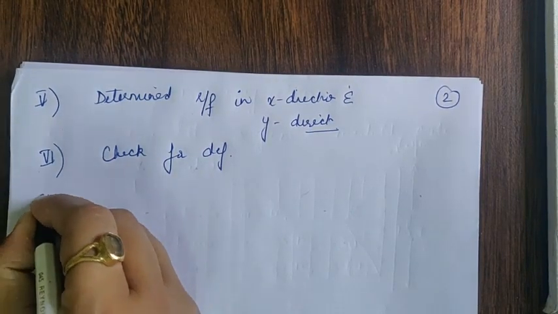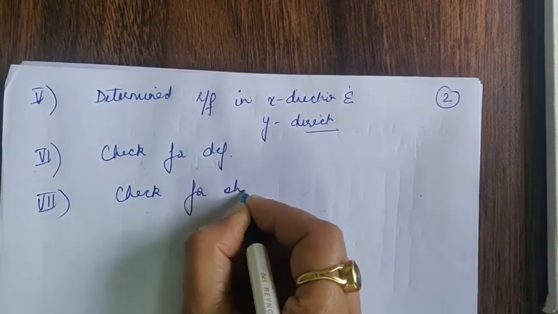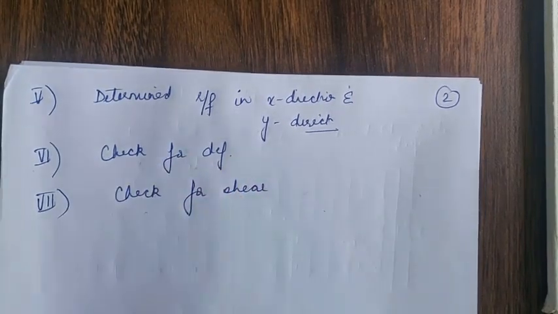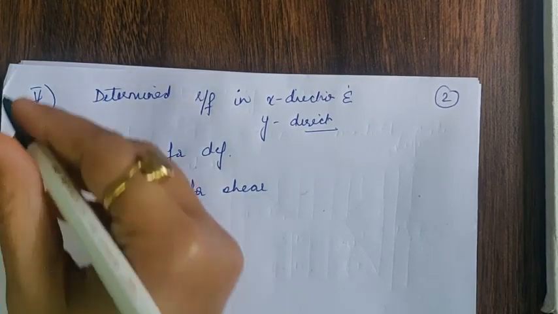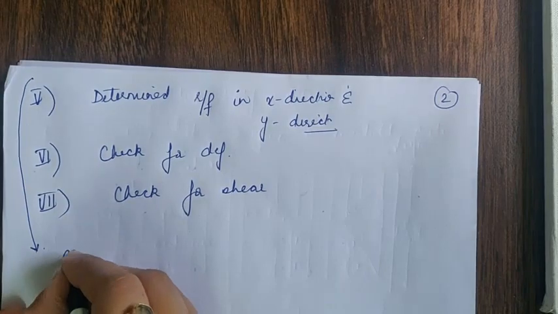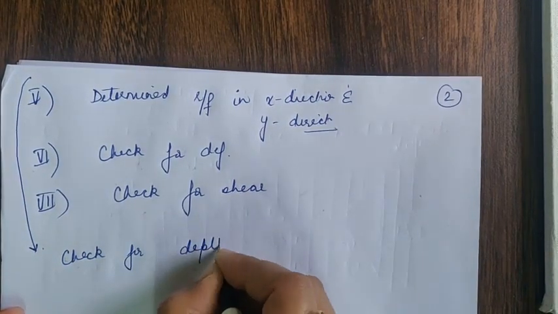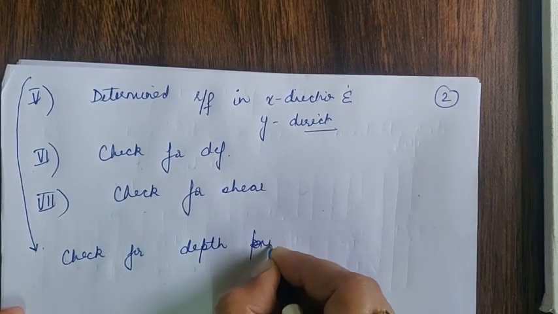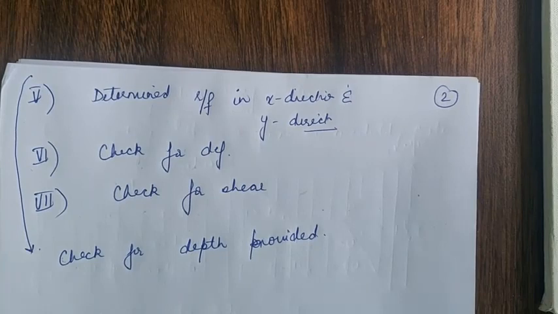Next will be check for shear. All these checks are same. Now before finding out reinforcement, at this point you can do an additional check, that is check for the depth provided.